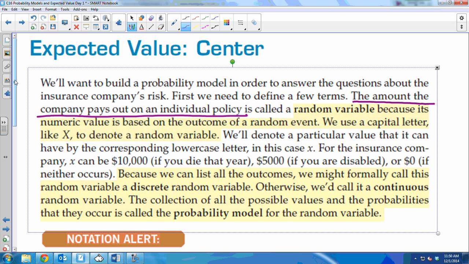Now, each one of these big events has different outcomes. We already talked about it. You could pass away and get paid out $10,000. You could be disabled and get $5,000, or nothing happens to you and you get nothing. Right? Those are the 3 outcomes. Each one of those individual outcomes is denoted with a lowercase letter. Right? So in this case, capital X is the amount that they're paying out to the individual policy. Lowercase x is each one of the individual outcomes of this broader event. Okay?